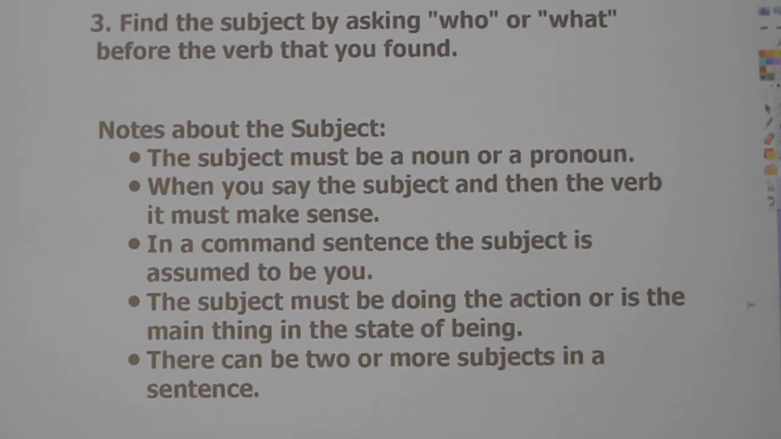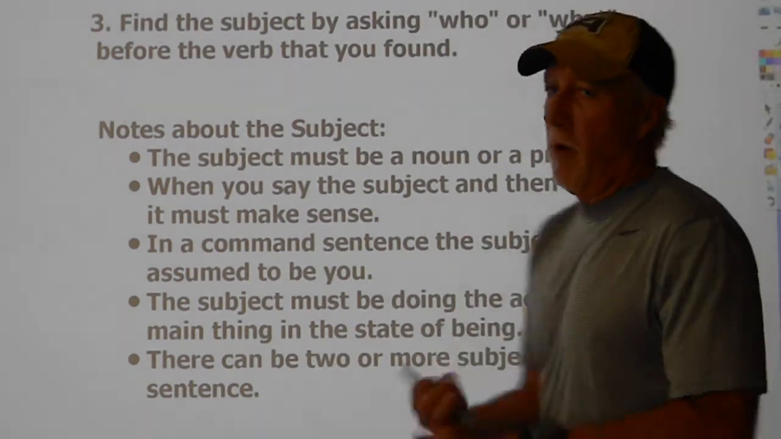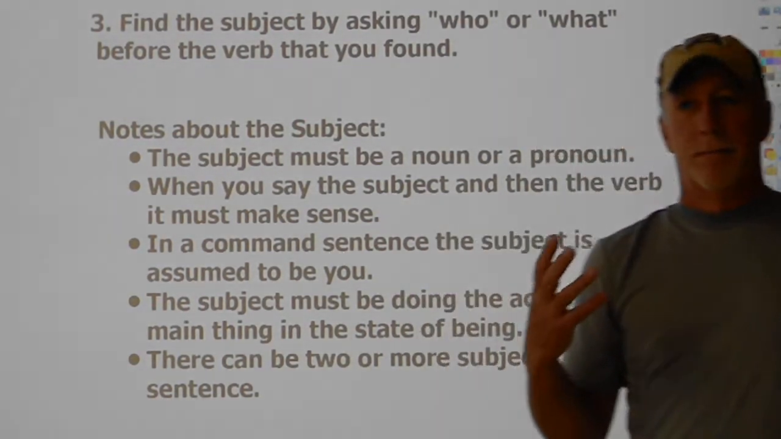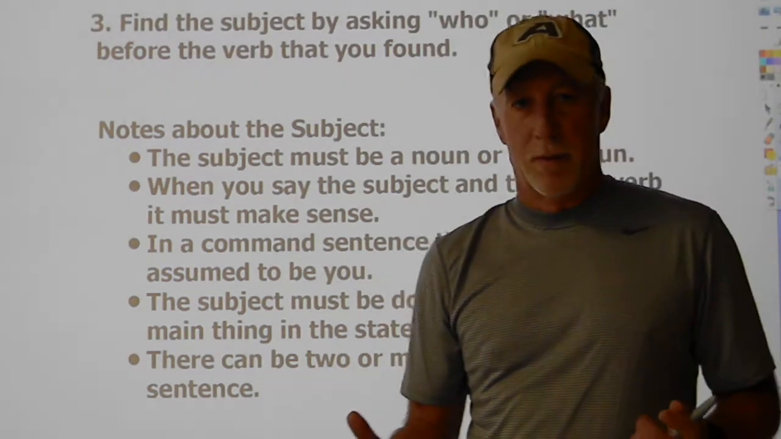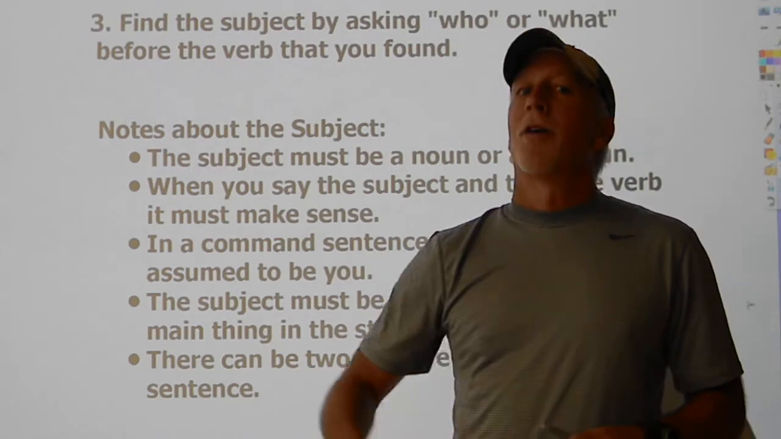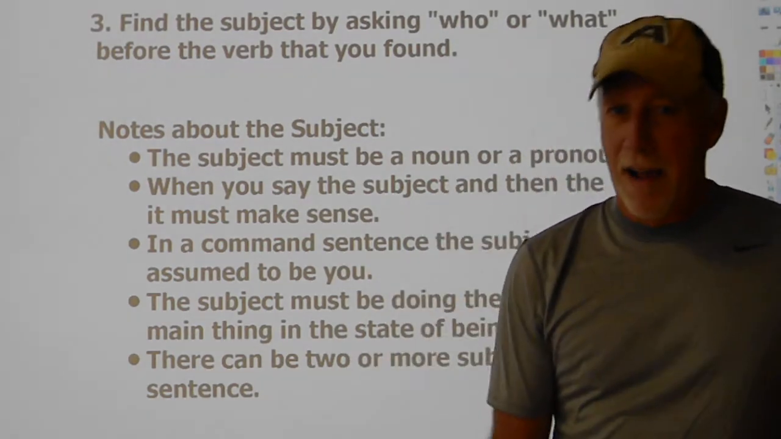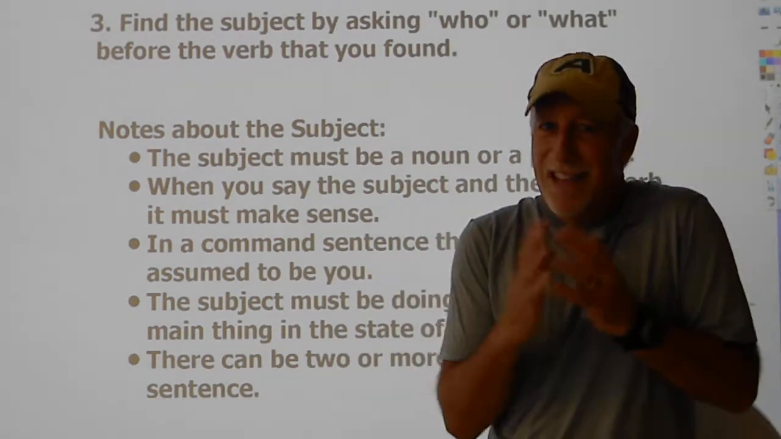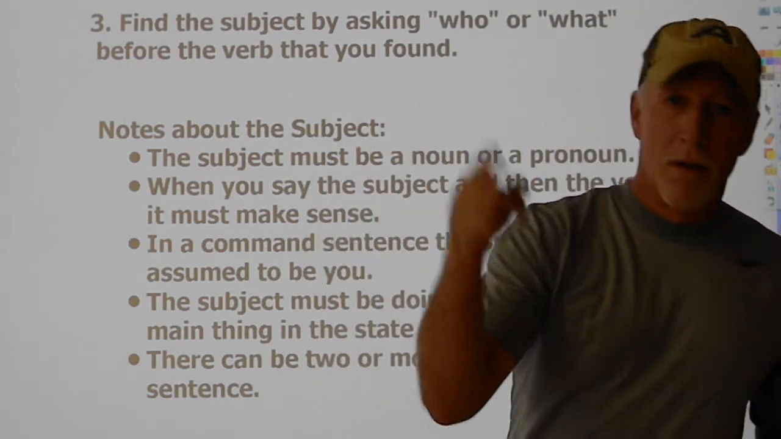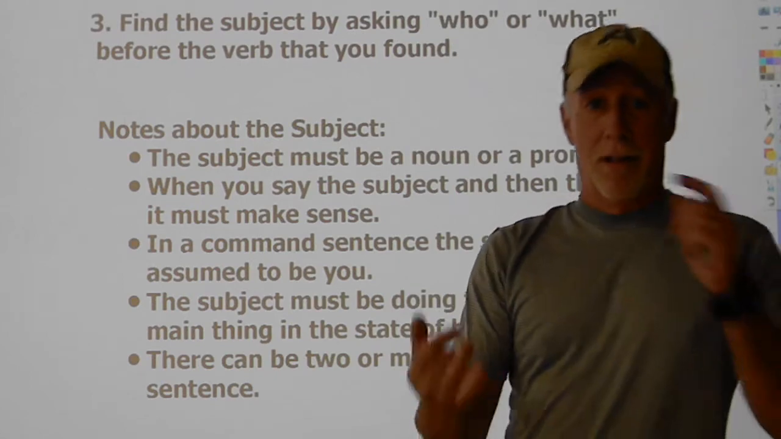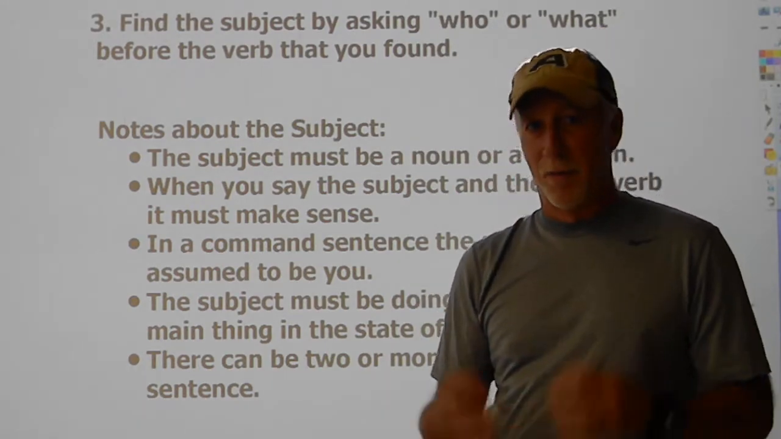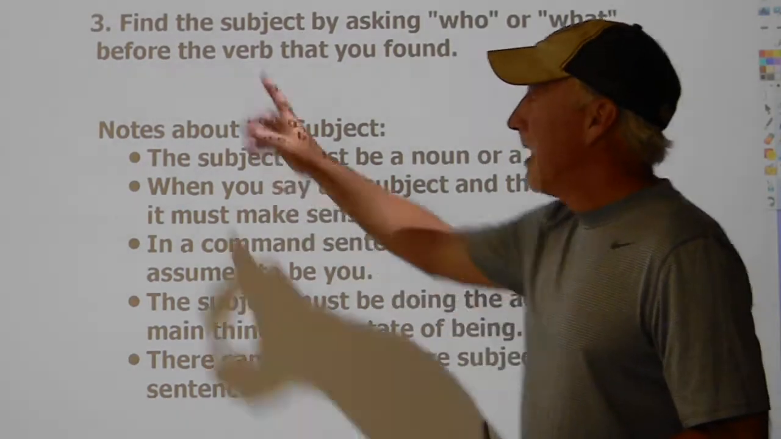Okay, here we go with step 3. Remember, step 1, get a picture in your head of the sentence. Simple. Okay, visualize it. Step 2 is what? Correct. Find and analyze the verb. You just can't find it. You've got to tell me what it is. Is it a linking, helping, or action verb? 3 types of verbs.